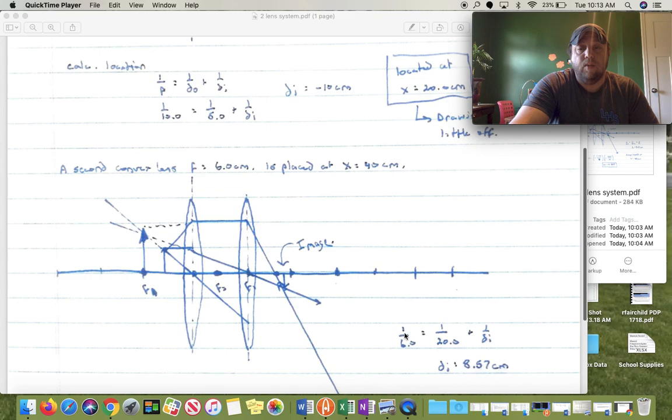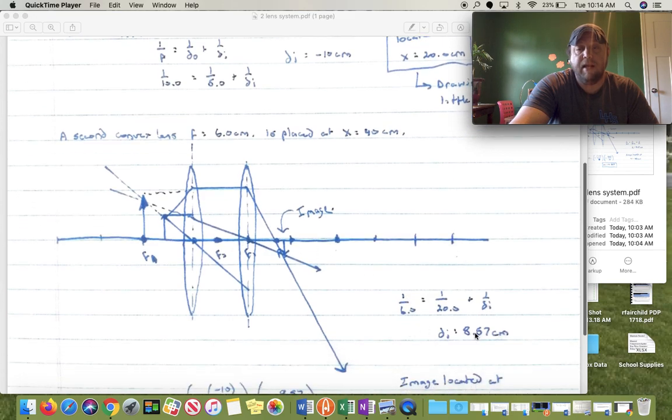So we start off 1 over the new focal point, which is 6 centimeters, equals 1 over DO plus 1 over DI. Now notice that my object distance is now 20. You got to remember, we are now focusing on this lens, and my object is now the image that was generated from the first lens. So this is 10 here, and then another 10, so this is the total object distance of 20 centimeters.